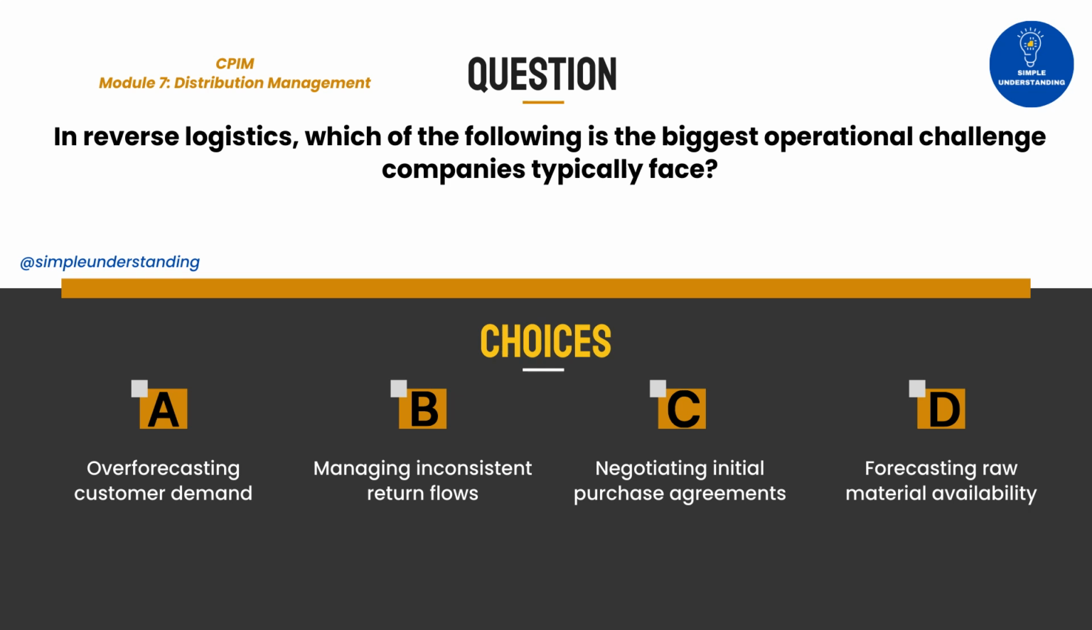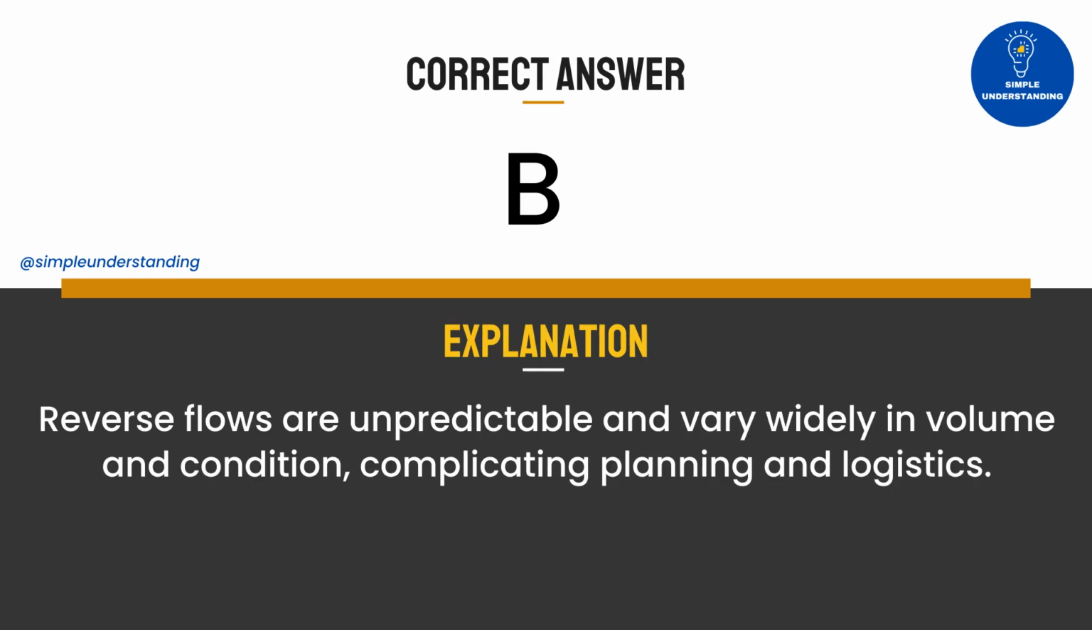A. Over-forecasting customer demand. B. Managing inconsistent return flows. C. Negotiating initial purchase agreements. D. Forecasting raw material availability. Correct answer, B. Explanation. Reverse flows are unpredictable and vary widely in volume and condition, complicating planning and logistics.